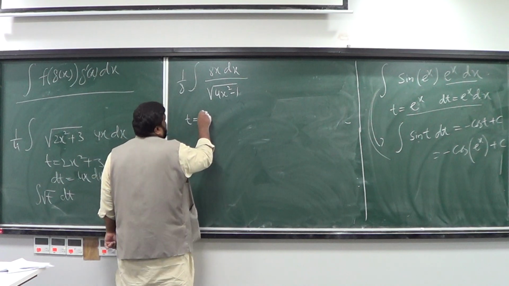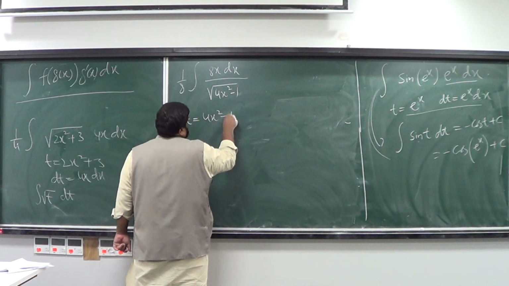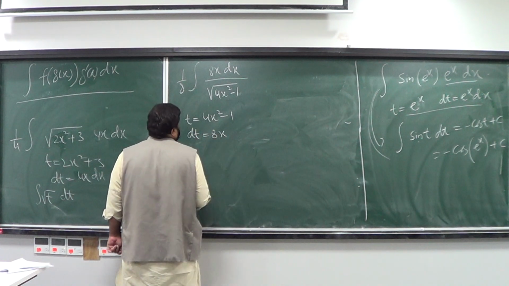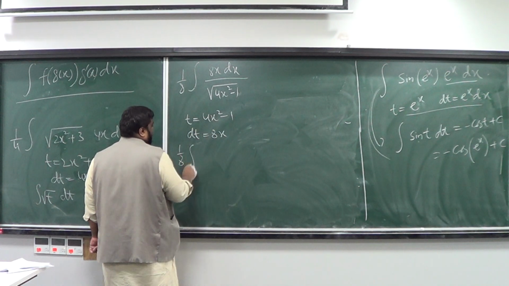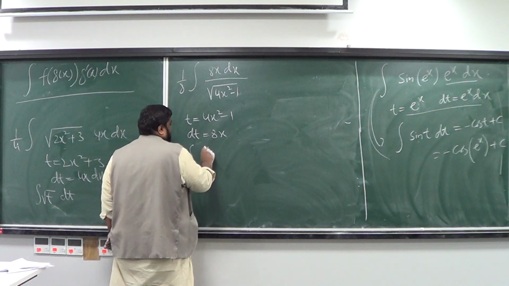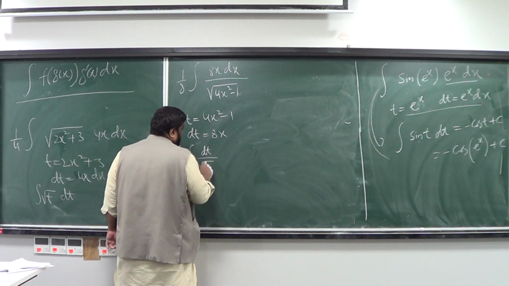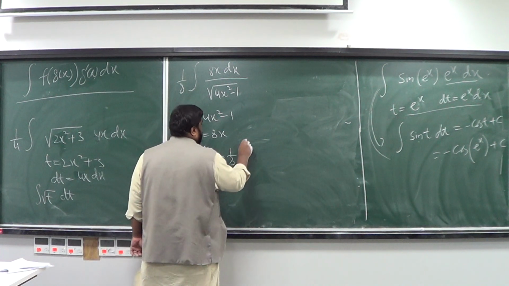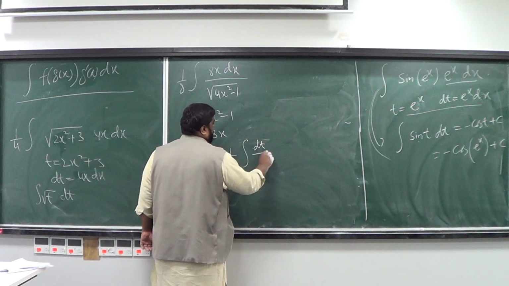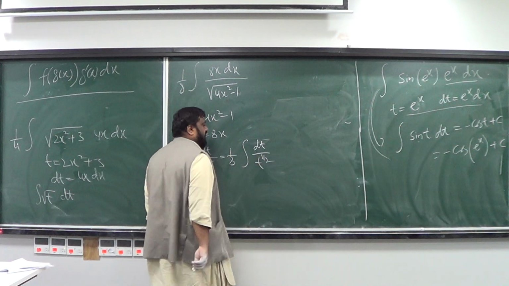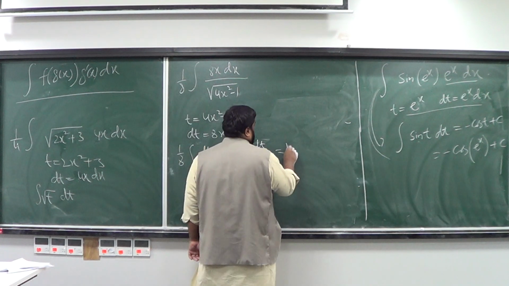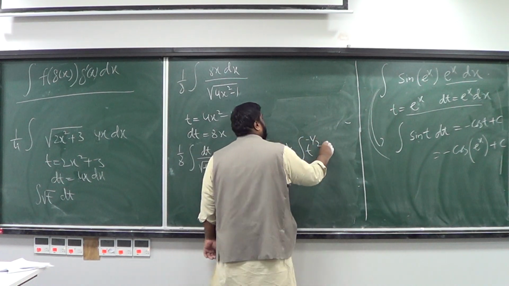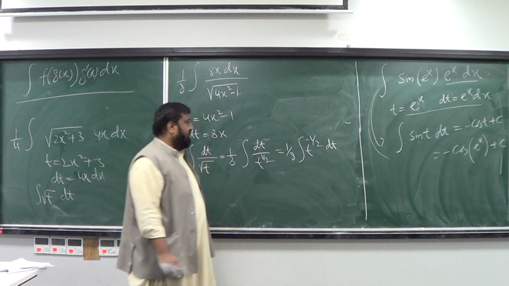Then take t to be 4x square minus 1. Then dt is going to be 8x dx, and your integral will be converted into dt divided by the square root of t. Or you can say this would be 1 over 8 times dt divided by t to the power 1 half, or 1 over 8 t power negative 1 half dt.